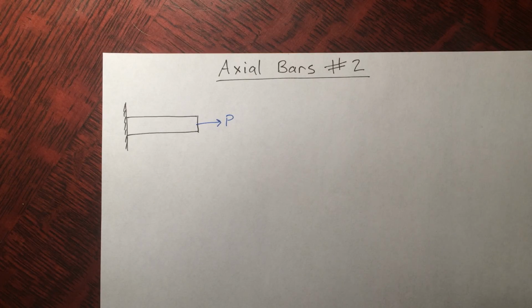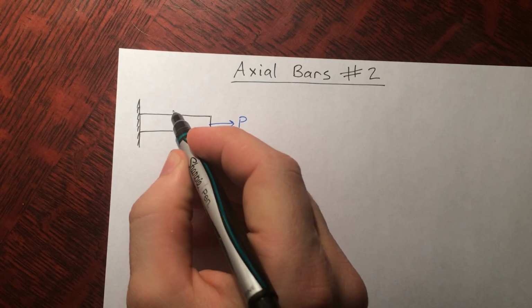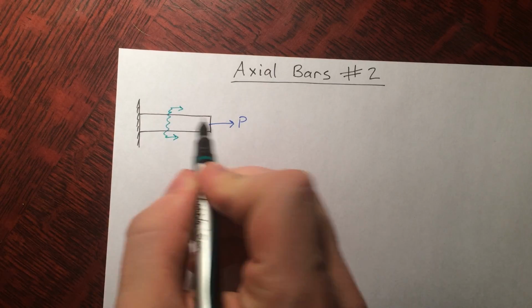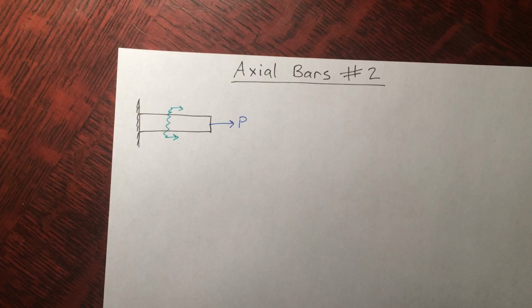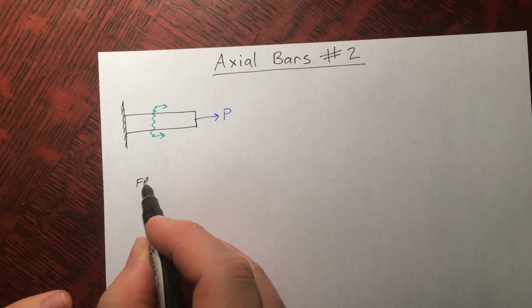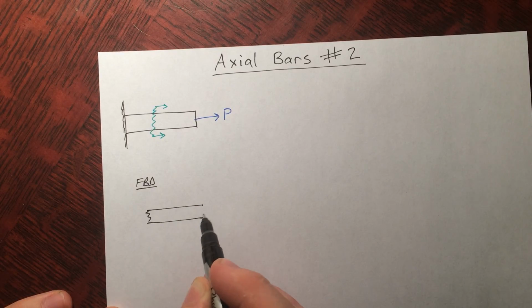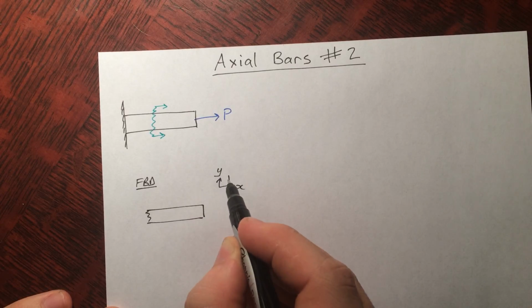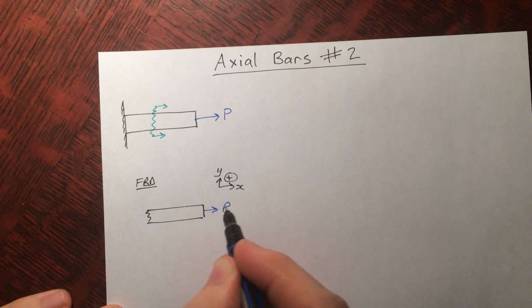Alright, so in order to analyze what's going on, like I said previously, we need to make a cut. These little arrows just mean which way I'm going to look. So when I draw my free body diagram, that's the section I'm going to draw. Alright, so the FBD, free body diagram, looks like this. There we go. Label our directions, Y, X, positive. So I'll have P here.